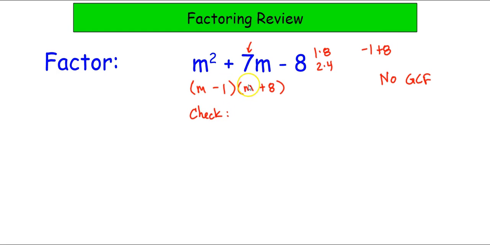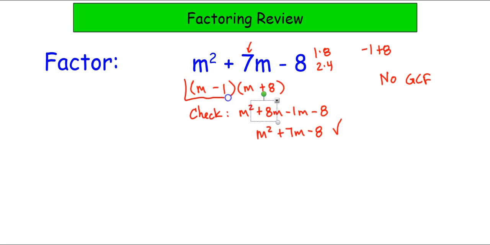So I multiply my first times my first. That's m squared. My outer is going to be m times 8, so that's 8m. My inner is minus 1m. And my last is going to be minus 8. And if we simplify that, we see we get exactly what we need. An equivalent expression. So my factored form checks out.